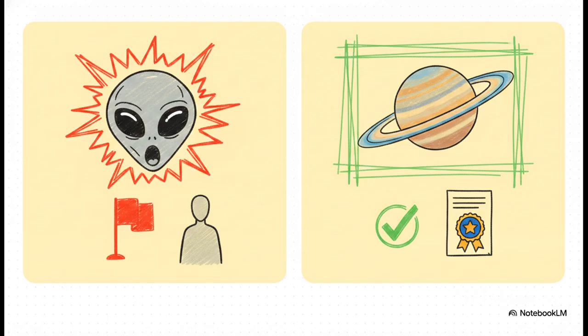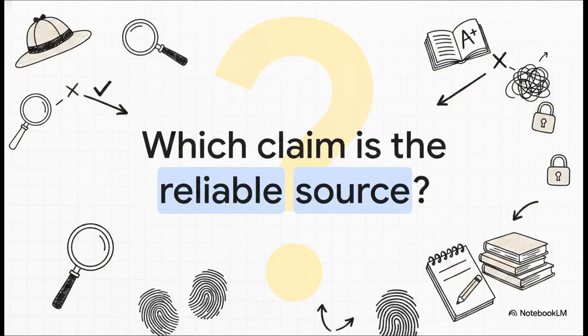Then you see claim B. It reads, NASA discovers new exoplanet. This one lists a specific author, it includes cited data from astronomical surveys, and it lives on a .gov domain. Okay, detective, it's time to make your ruling. I want you to literally take a second, use your evidence-based reasoning from our brand new toolkit, and decide which of these claims is actually a reliable source.